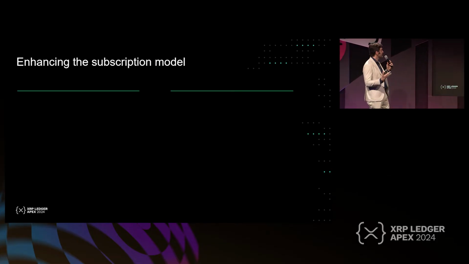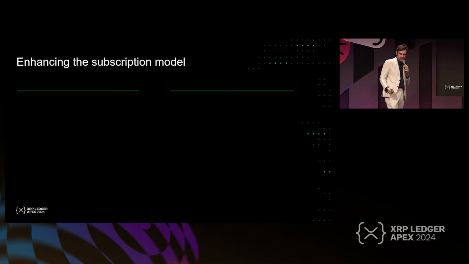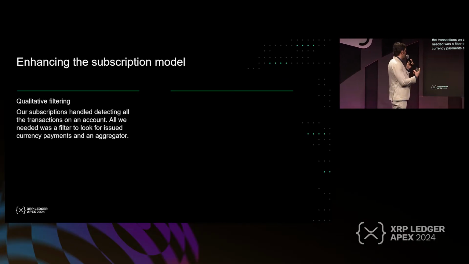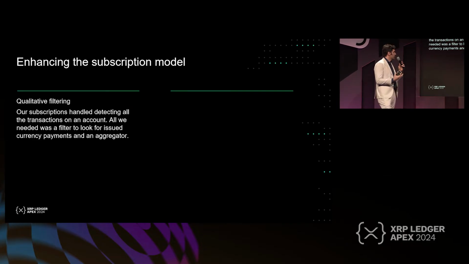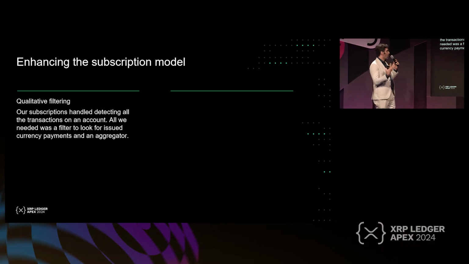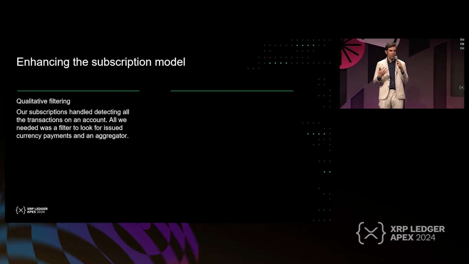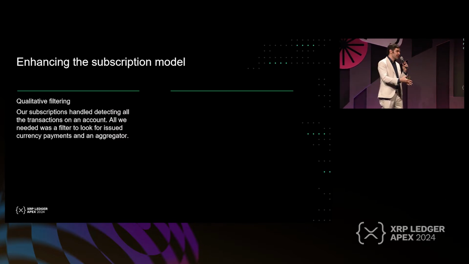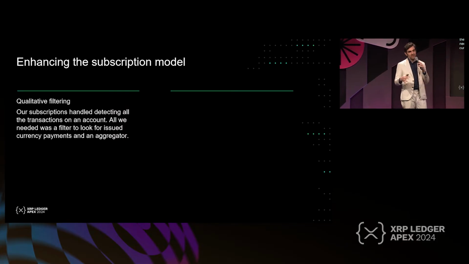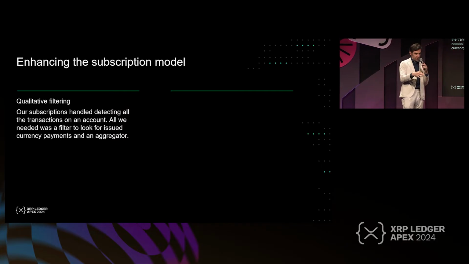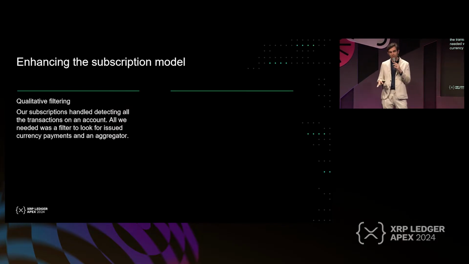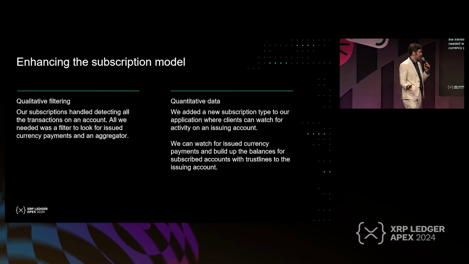We enhanced the subscription model that I talked to you about by adding qualitative filtering. Our subscriptions were detecting all the transactions on the accounts that were entered. We just needed a way of saying, hey, this one's an issuer account. I want you to pay attention to the issued currency payments happening at this issuer account with a specific currency code, and then I want you to aggregate all of that data. So this qualitative filtering turns into quantitative data.